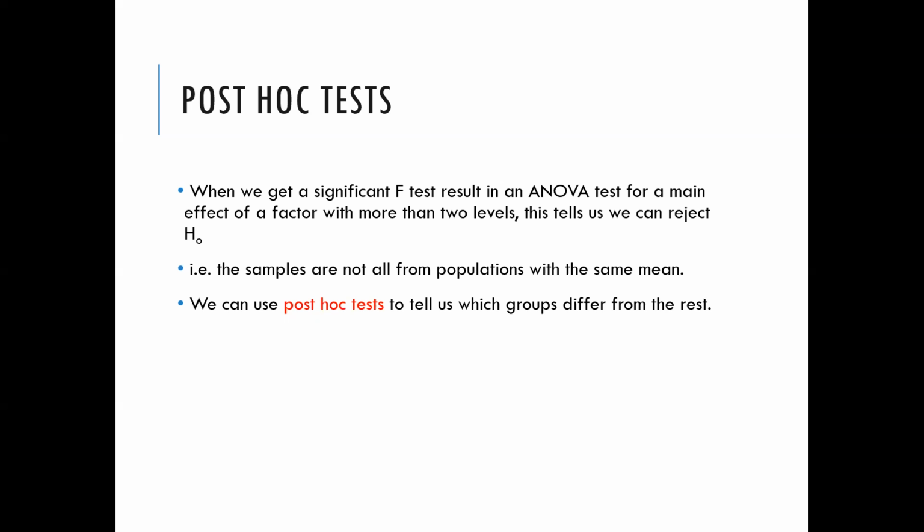So remember, when we get a significant F-test result in an ANOVA, this tells us that we can reject the null hypothesis. In other words, the samples are not all from populations with the same mean, but we don't know which group is different. And so that's where we would use post-hoc tests, and those can tell us which groups differ from the rest.